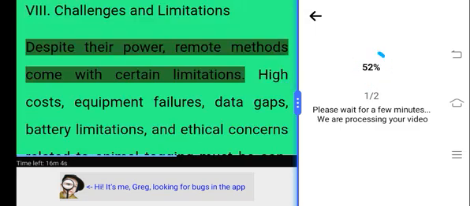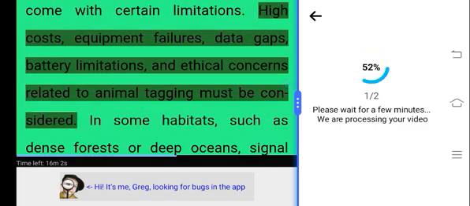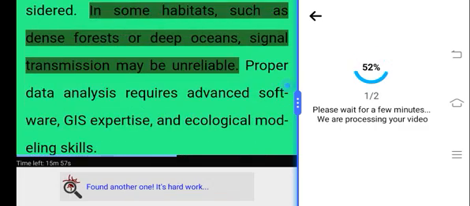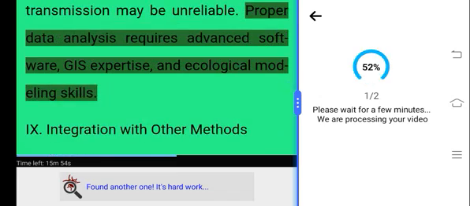Challenges and limitations. Despite their power, remote methods come with certain limitations. High costs, equipment failures, data gaps, battery limitations, and ethical concerns related to animal tagging must be considered. In some habitats, such as dense forests or deep oceans, signal transmission may be unreliable. Proper data analysis requires advanced software, GIS expertise, and ecological modeling skills.